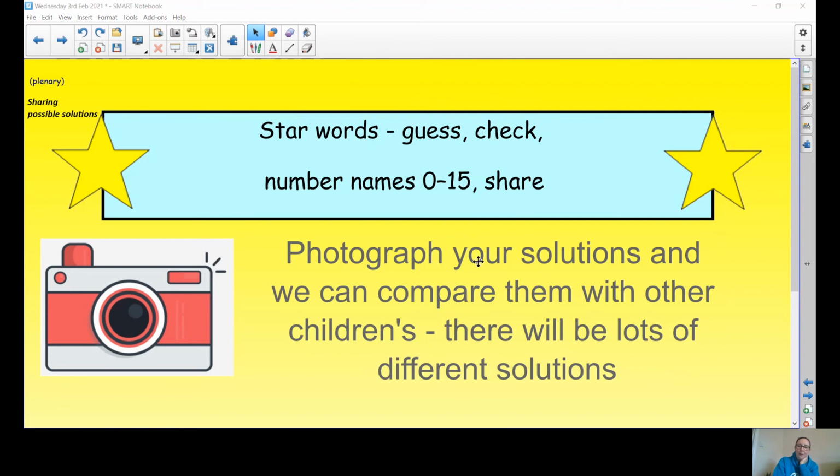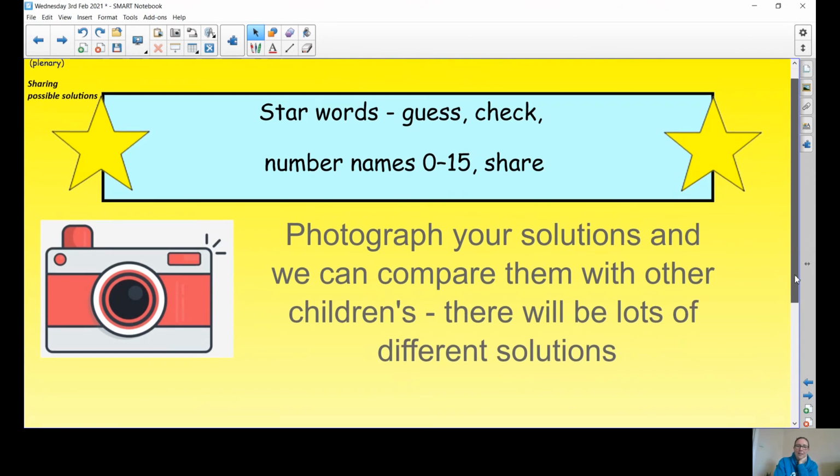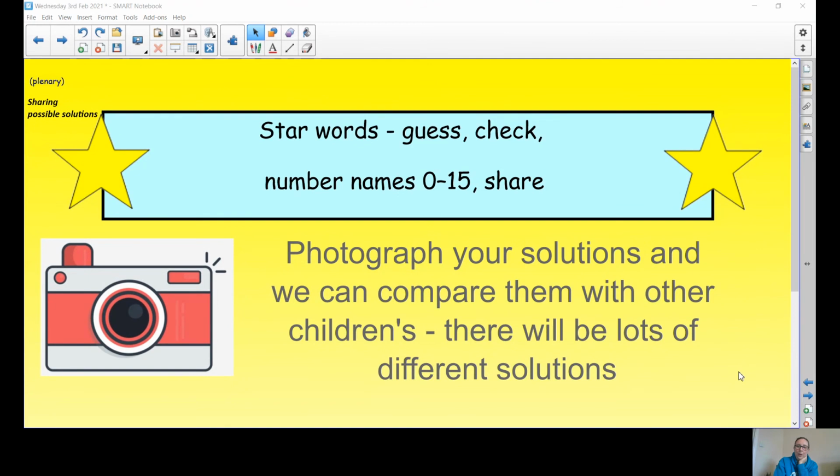Now I'd like you to take a photograph of your solutions and then we can compare these with other children. So I can make a bit of a collage and I'll put it up for you, and I'm sure there'll be lots of different solutions, which will be interesting to see, because one answer isn't always the right one. There's always lots of different answers. So have a go at playing around with those numbers, see how many different ways you can arrange them.